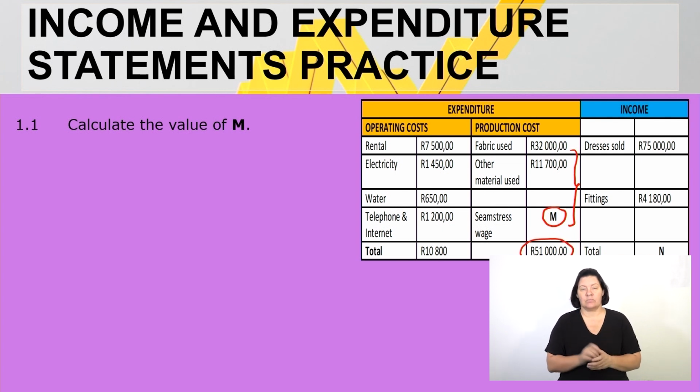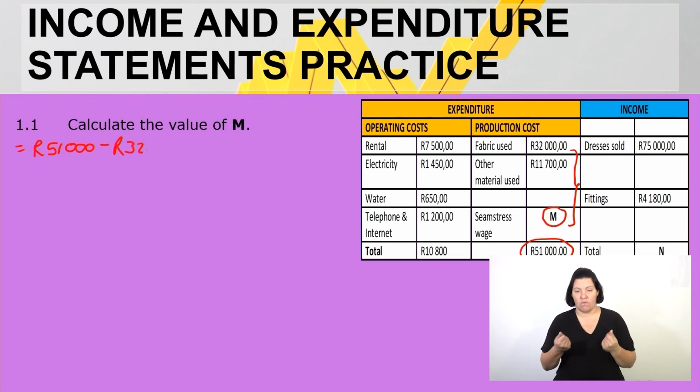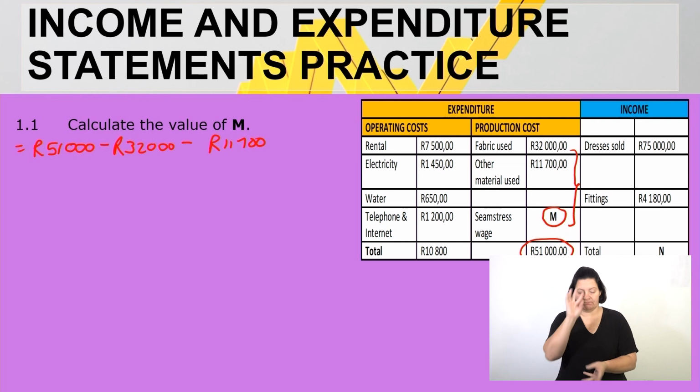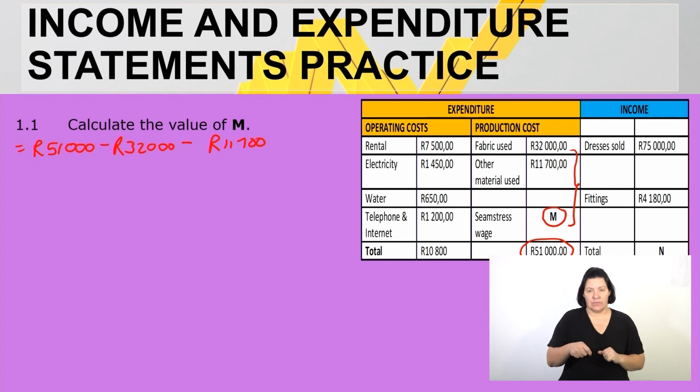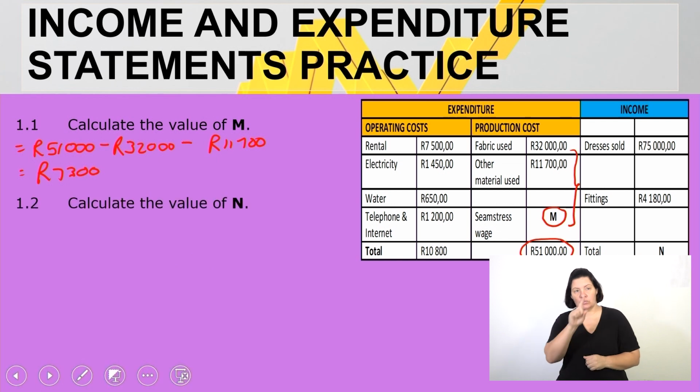So let's quickly look at this one by saying 51,000 minus the 32,000 for the fabric used minus the 11,700 rand that is for other material used. Let's quickly type that in. So it's 51,000 minus 32,000 minus 11,700. That gives you an amount of 7,300 rand. So meaning the seamstress will get a wage of 7,300 rand.